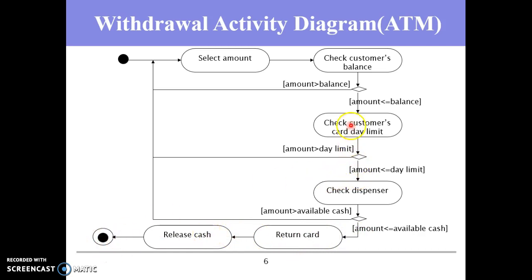Even if one of these conditions fails, that means if the amount is greater than the balance available, the customer is prompted back to select a new amount. And even if the amount exceeds the day limit, the customer is asked to select a new amount. Similarly, if the amount is not available in the cash dispenser, again the customer is asked to select a new amount. This is how the workflow is shown behind every use case. So every use case can be elaborated by an activity diagram.